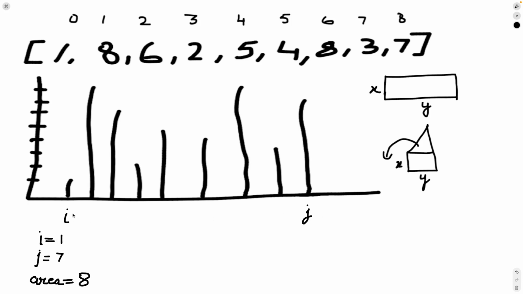Now I'm just going to compare I and j. If I is minimum, then I'm going to cross out I, and I'm going to move I to this location. So now my I, instead of 1, it is 8. Now let me calculate the area for this.